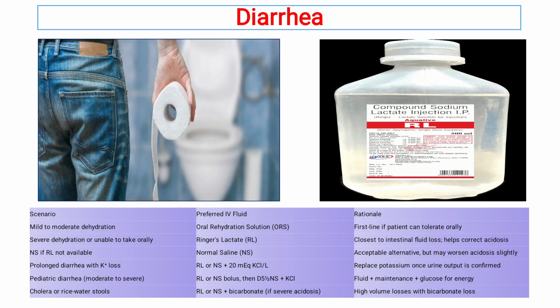If the patient has cholera or has rice water stools, then RL or NS can be given along with bicarbonate in severe acidosis. Here, because high volume losses in cholera lead to bicarbonate loss, we have to supplement such patients with bicarbonate also.